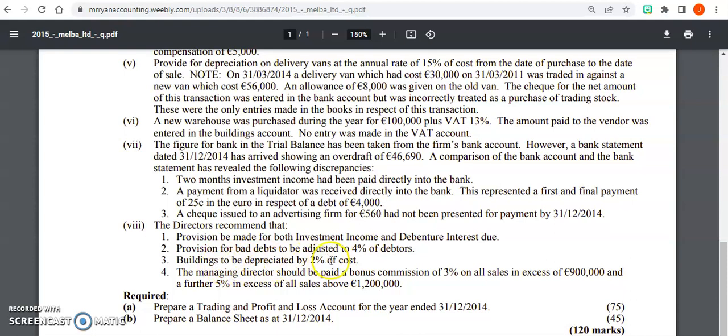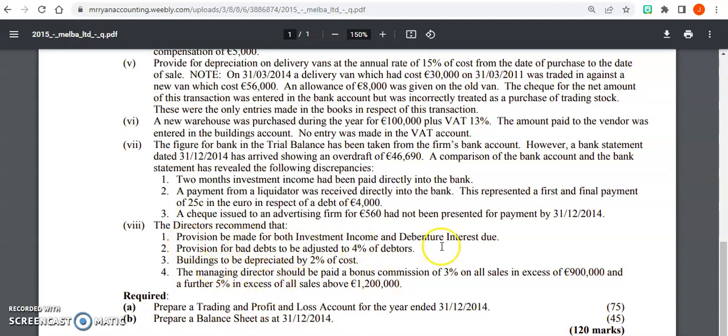Buildings to be depreciated at 2% of cost. So you would have adjustment done for buildings. You just have to take that new figure and get 2%, and also look to see if there's any land. And then the managing director should be paid a bonus commission of 3% on sales in excess of 90,000 and a further 5% on sales above 1.2 million. So you need to calculate that for the commission expense for the profit and loss account, and the expense that goes into the balance sheet is a current liability.